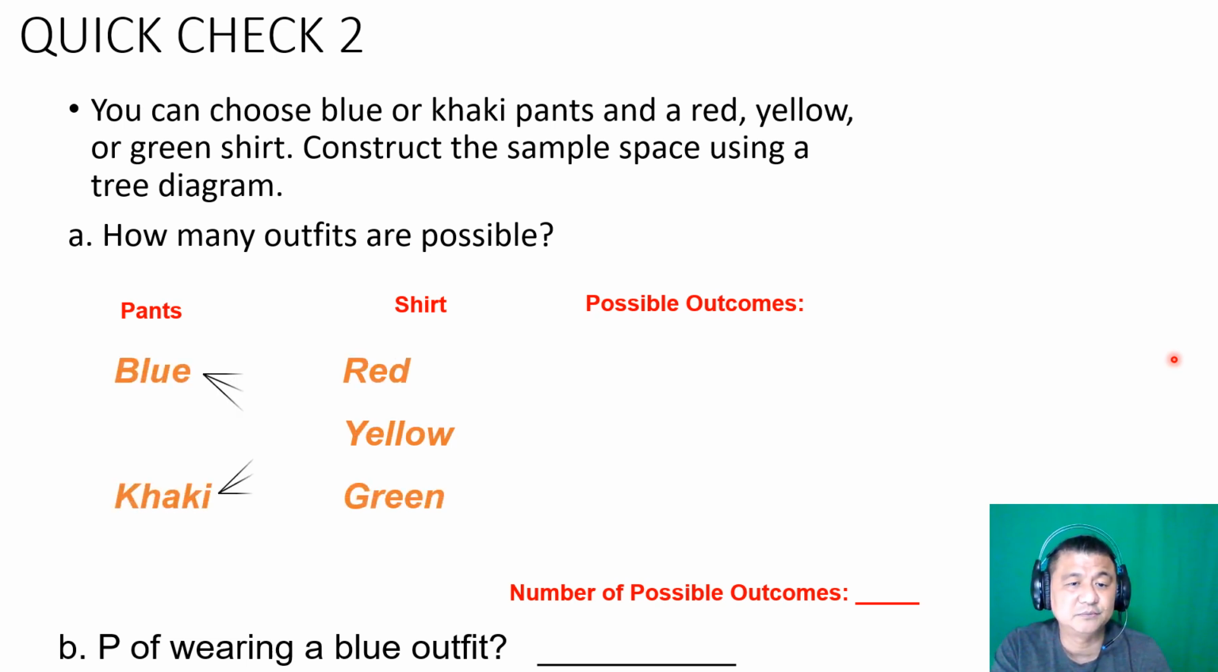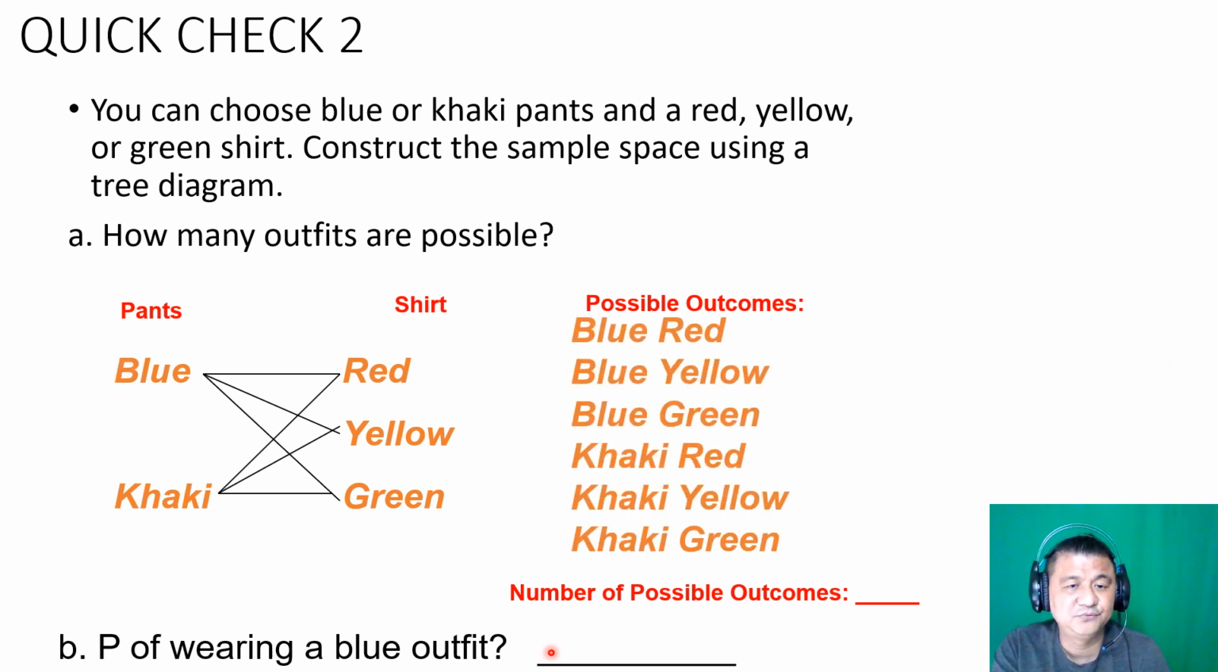It could be what? Blue followed by red. Let's list them down. Blue followed by yellow, blue followed by green, khaki red, khaki yellow, khaki green. So we've listed down everything. How many possible outcomes? We counted it. That's 6. And how many are the blue ones? 1, 2, 3. There are 3 possible blues. So what do I write? 3 out of 6. Lowest terms is 1/2.